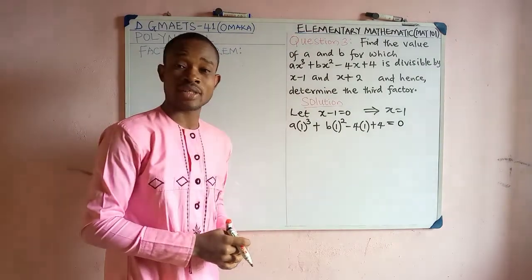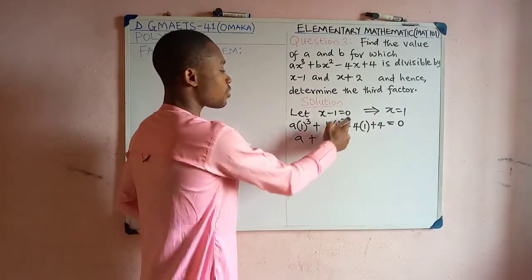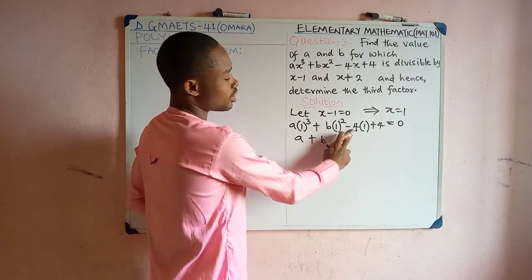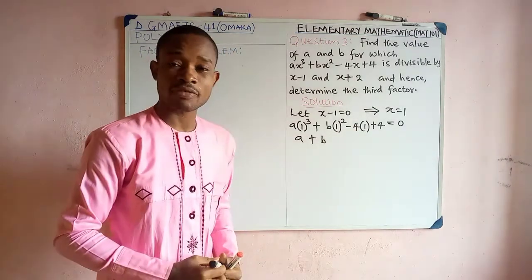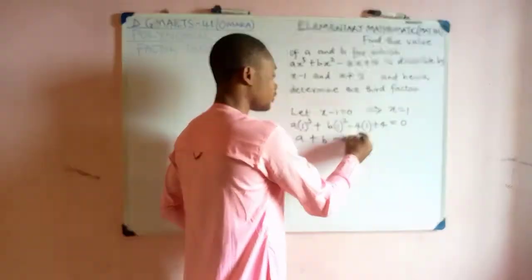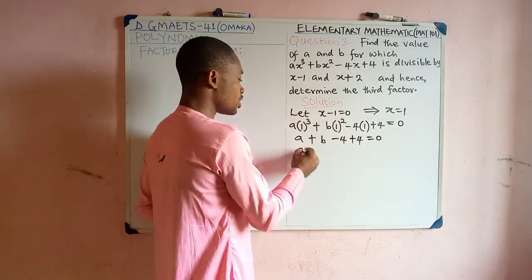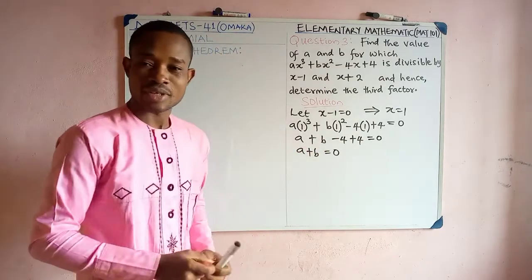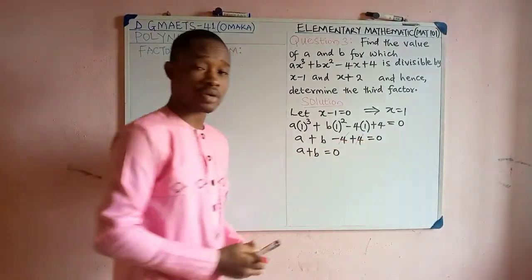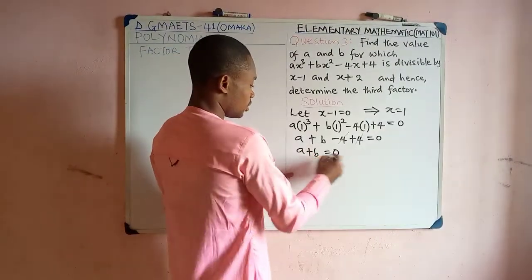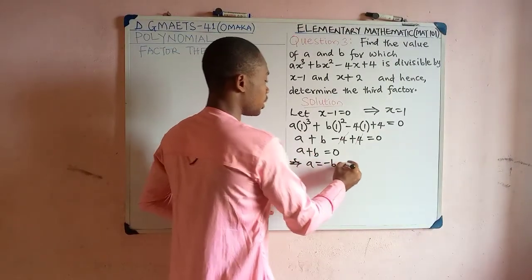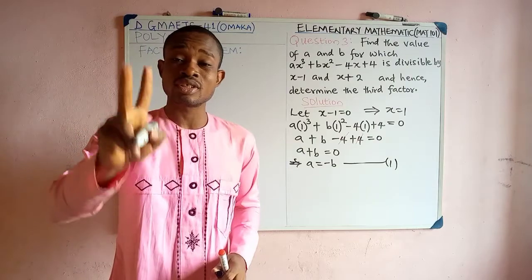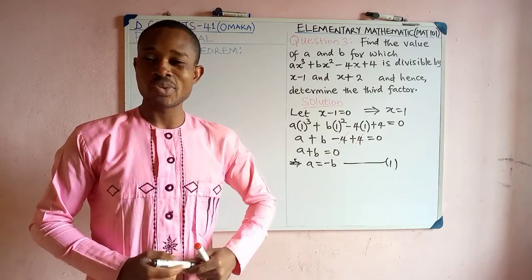Let's quickly simplify this. 1 raised to the power 3 is 1 times a will give us a, plus 1 raised to the power 2 is 1 times b will give us b. Then minus 4 times 1 will give us minus 4. So minus 4 plus 4 equal to 0; they just cancel off. So a + b = 0, which implies that a = -b. We cannot get a or b from here because this is one equation containing two unknowns. We call it equation 1.